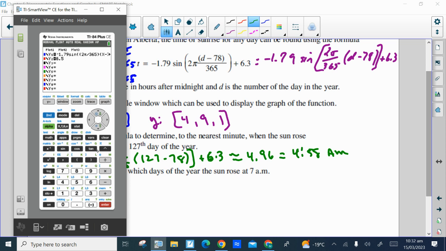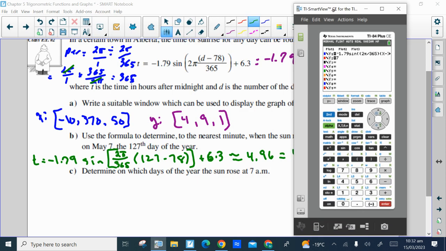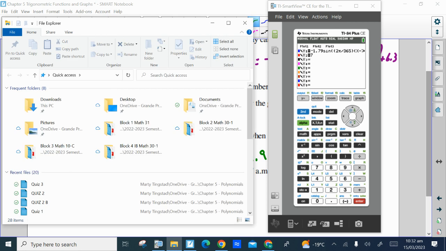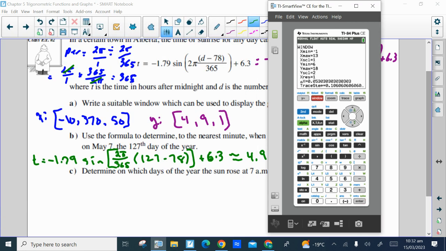We want to know when the sun rose at 7 a.m. So that would be my second graph, the line y equals 7. Again, we've said what our windows would be. X is going from negative 10 up to positive 370, so we can see one complete cycle, and we set our scale to every 50 days. And y, we're going from 4 up to 9 and a scale of 1.